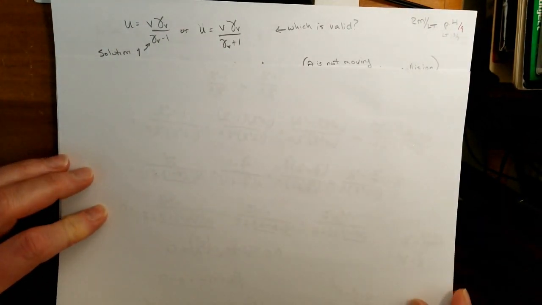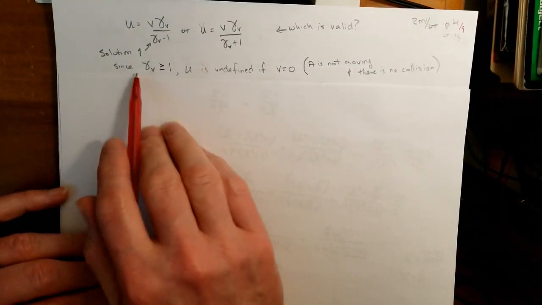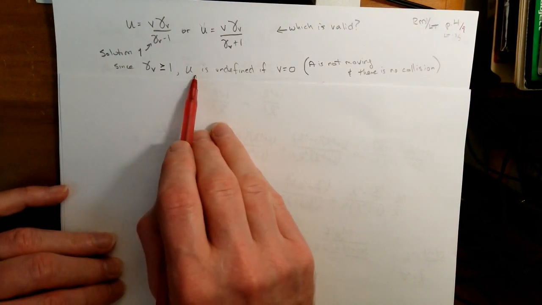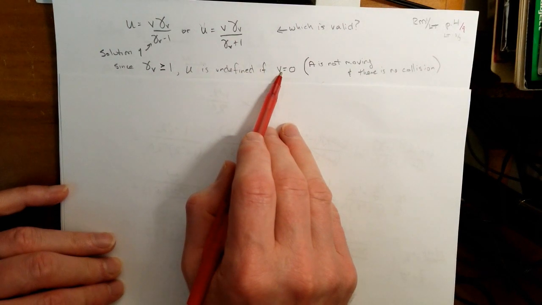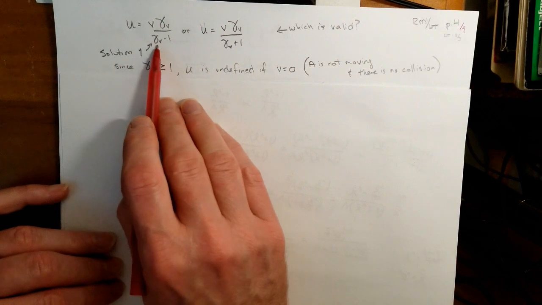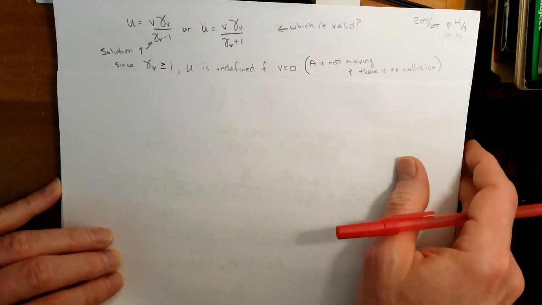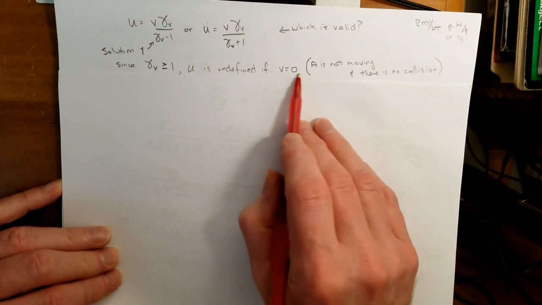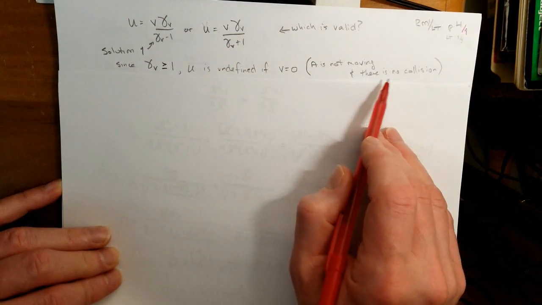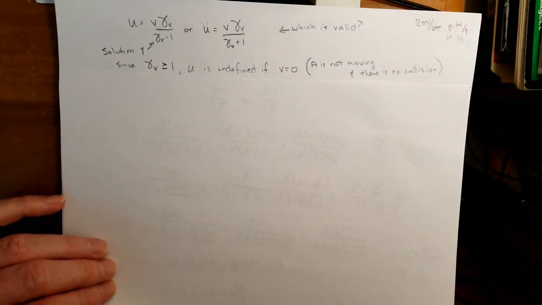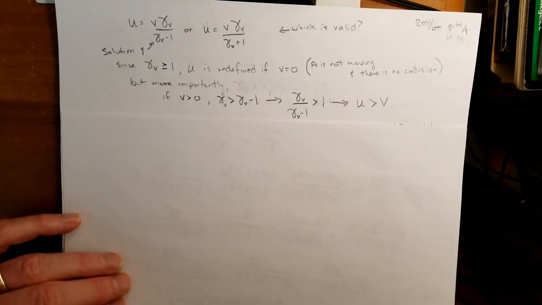So let's just figure out if solution 1 makes any sense. Gamma sub v is greater than or equal to 1. u is undefined if v is equal to 0, because if v is equal to 0, gamma is equal to 1, and I get 0 in the denominator. So there's one clue that something is funky going on there. But also, this is dealing with A not moving. If v is 0, A is not moving, and there's no collision going on. Or in the S prime frame, B is not moving. But take it one step further.